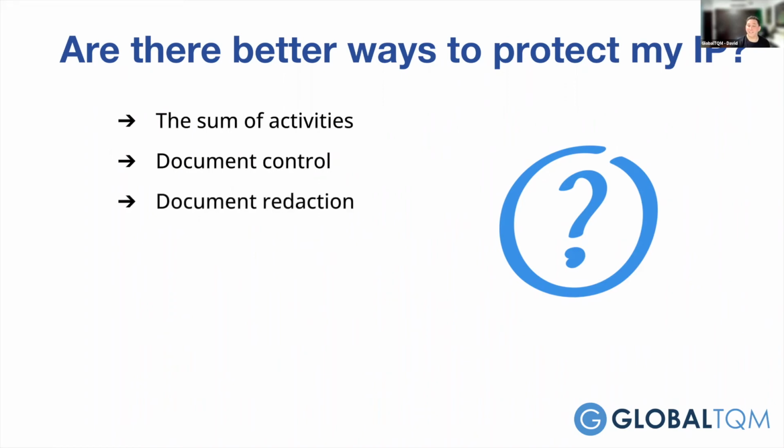There's document redaction, right? I often get asked, sometimes you have to share some information with the supplier. Even if you've got an NNN, or maybe you don't have an NNN, you still have to disclose some information in order for them to give you a quote or an idea. Another common way to protect your IP is document redaction. You actually black out certain key parts or bits of information that you don't want them to see.